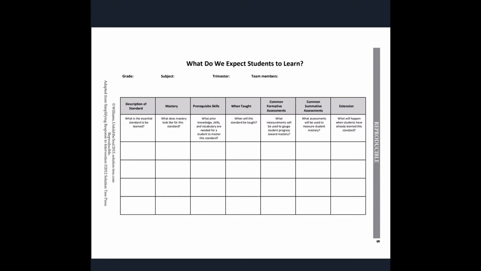Identifying them through a protocol is a big deal, should be celebrated. It's a big step in the process. The next step is to walk those targets out, to break them down so we can attack them in the service of ensuring learning. And if you look at this template, it starts with what is the essential standard to be learned. The next column asks teams to come to consensus on what mastery looks like.